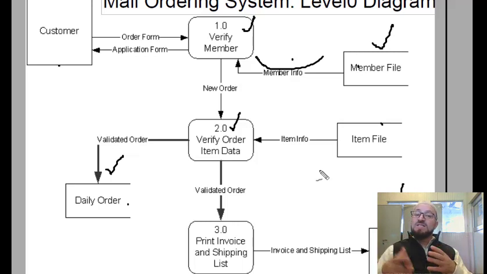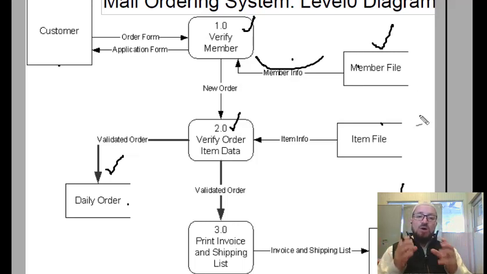We can have sub processes. This verify member can have sub processes. This verify order item data can have sub processes. So we cannot add any more processes after this level. All the processes, all the databases, all the external entities have to be on this page.